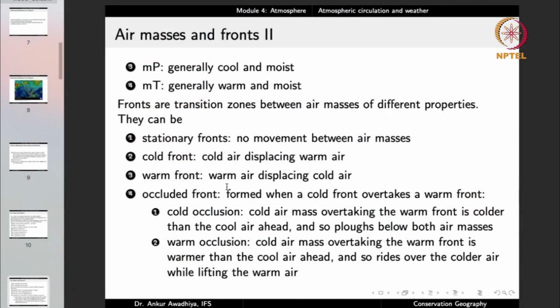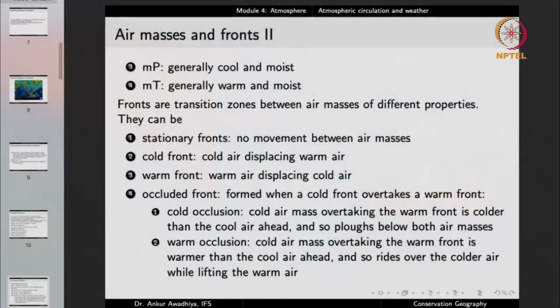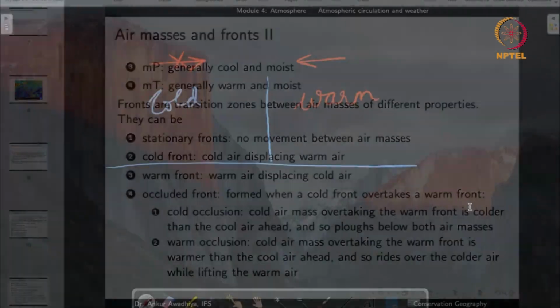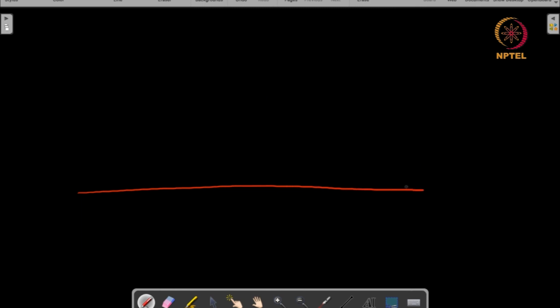A warm front is when a warm air is displacing the cold air, meaning that we are not talking about this situation, we are talking about this situation. The warm air is pushing the cold air. Then you have a warm front. And we also have an occluded front, which is formed when a cold front overtakes a warm front, meaning that we began with this situation.